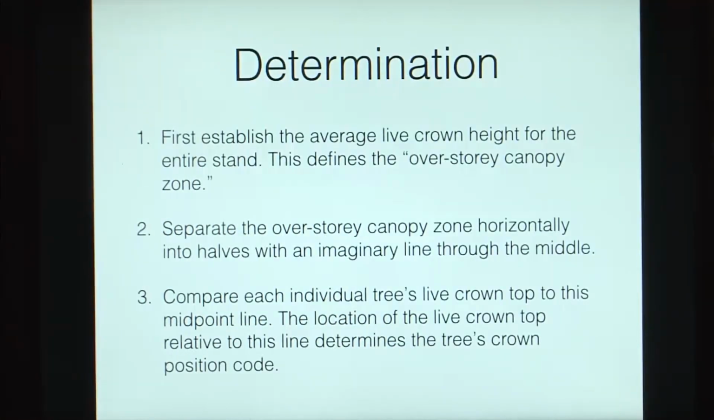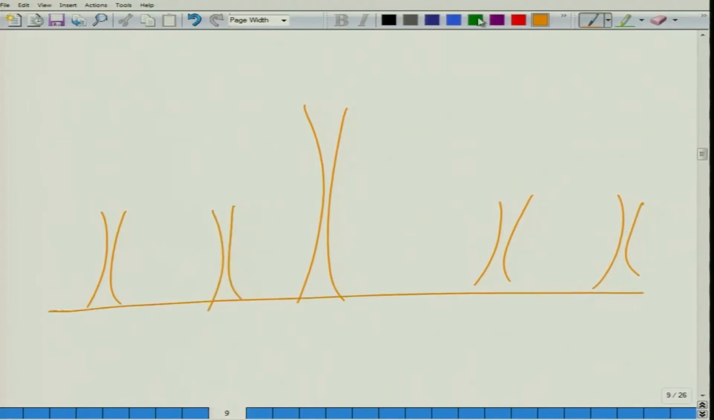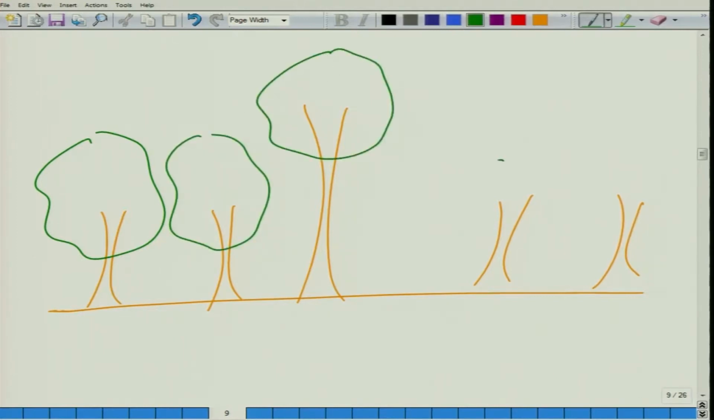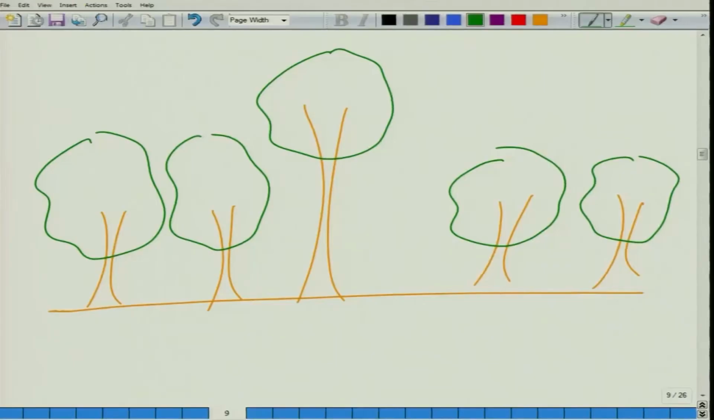So, how do we figure out this crown position? First of all, we establish the average live crown height for the entire stand, which defines the overstory canopy zone. So, for instance, if you had a tree here, maybe a tree here, another tree here, another tree here, and maybe another tree here. All these trees have different heights and their crowns are also at different heights. So, the first thing is to establish the average live crown height.